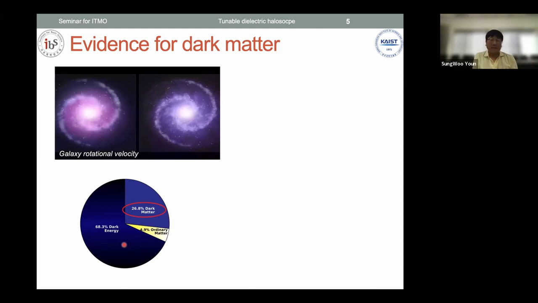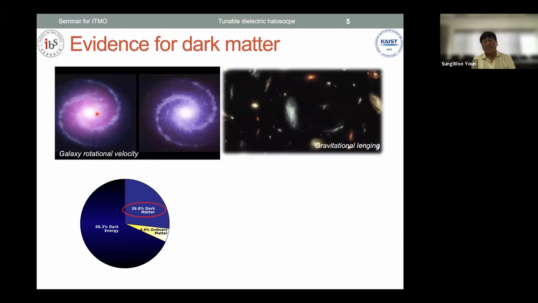The left side is basically these two things as simulation. On the left side, we introduce the additional mass around the galaxy. Okay, that's why it describes our universe and our galaxies better than the other one.